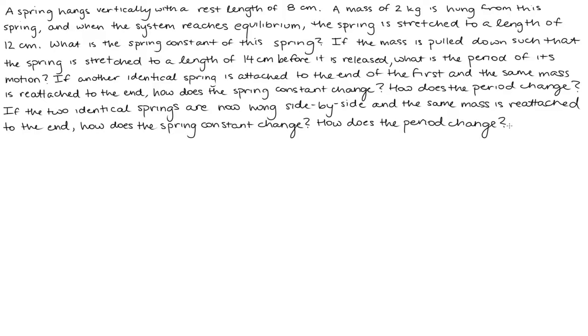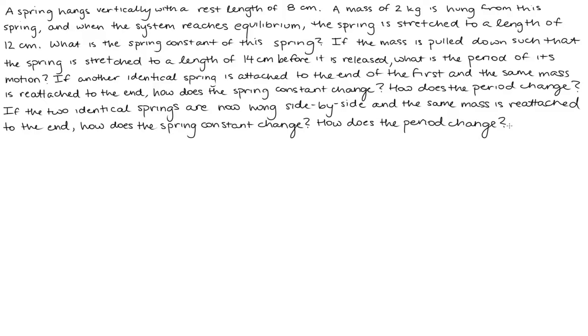If the mass is pulled down such that the spring is stretched to a length of 14 centimeters before it is released, what is the period of its motion? If another identical spring is attached to the end of the first, and the same mass is reattached to the end, how does the spring constant change? How does the period change?